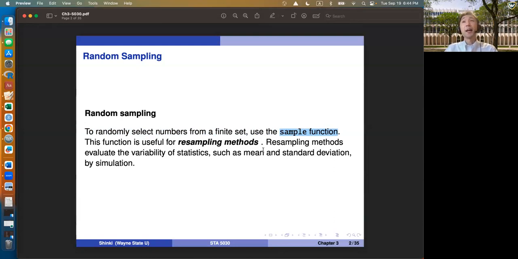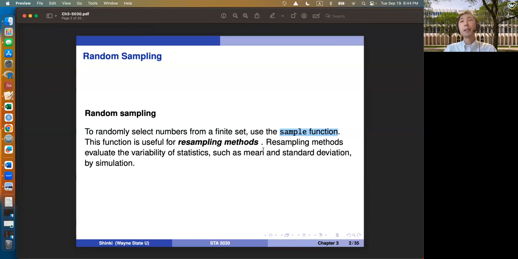So suppose we want to see the average weight of Wayne State University male students, then we have a sample of 10 male students. Okay. Then the 10 students are a sample, but we further sample out of those 10 observations, right? So we have 10 students, but we take 5 of those, or we take 3 of those, or something like that. So that is the so-called resampling.